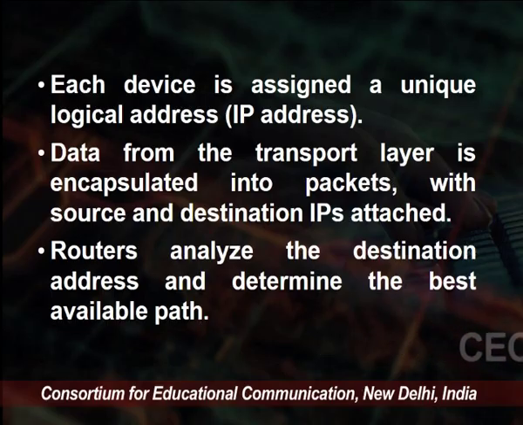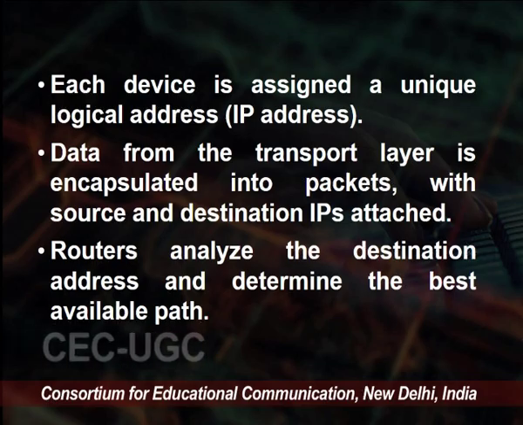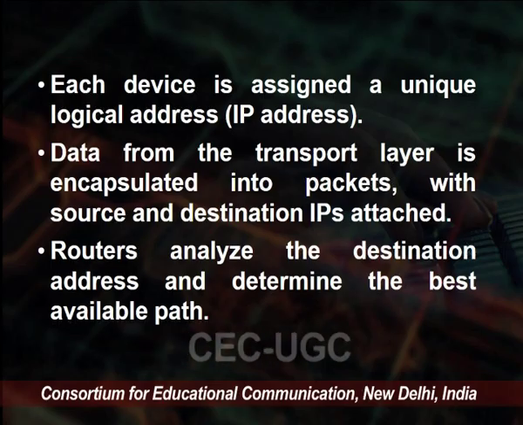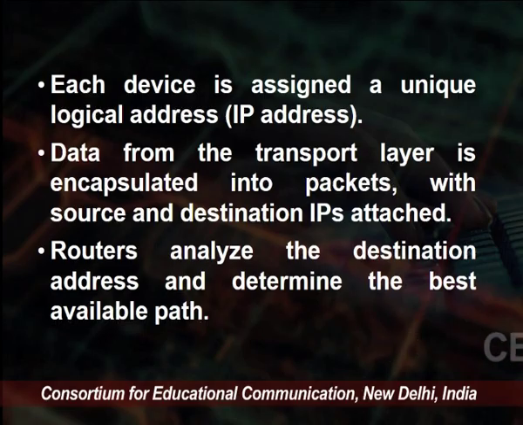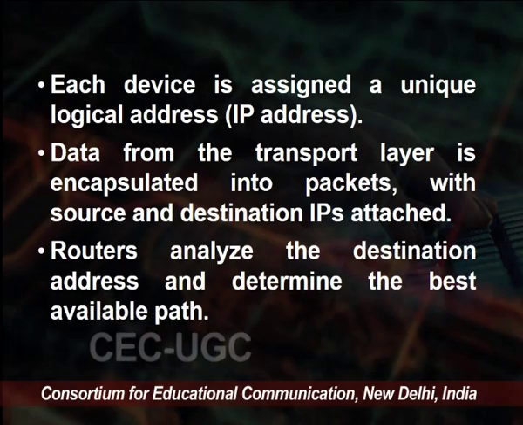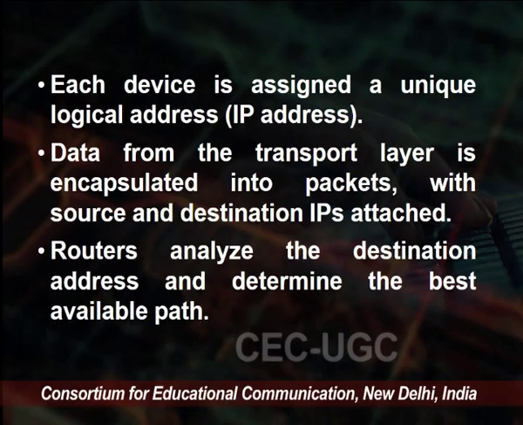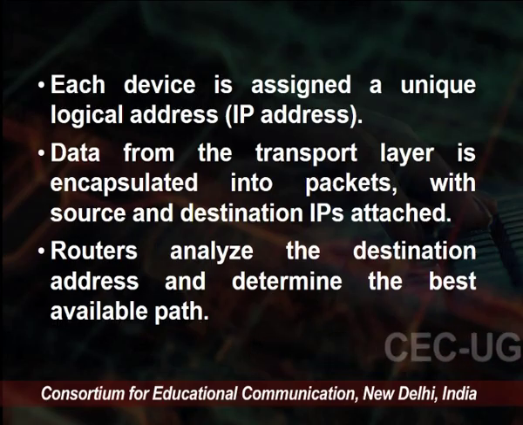Data from the transport layer is encapsulated into packets with source and destination IPs attached, and some of the important information with this payload. Then routers are going to analyze the destination address and determine the best available path. Now, there can be multiple paths from source to destination.